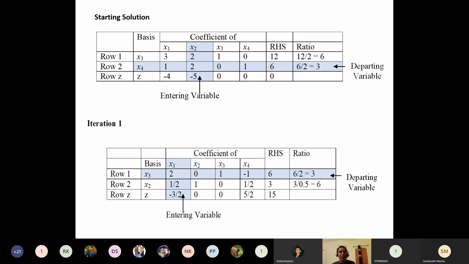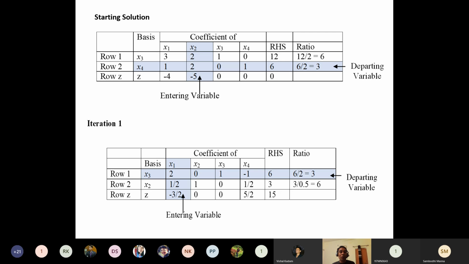Still we can find a negative value in the Z row. That means the optimal solution has not been reached. So again we have to identify the negative one. This one is the only option, the non-basic variable x1, which has a negative coefficient in the Z row. So this is the entering variable. And for the departing variable, accordingly we determine the ratio of the right hand side divided by the pivot column. For row 1 it is 3 and for row 2 it is 6. So this is the minimum one. x3 is the leaving variable and x1 is the entering variable.